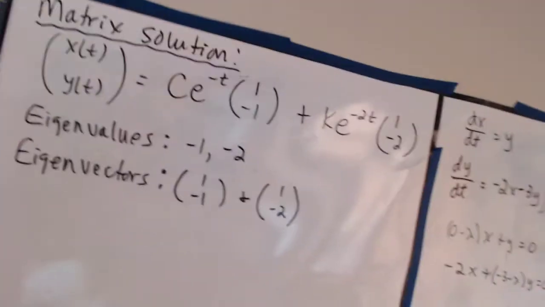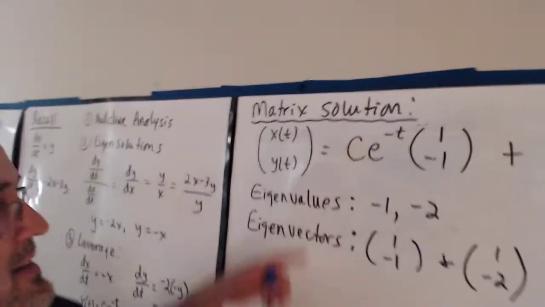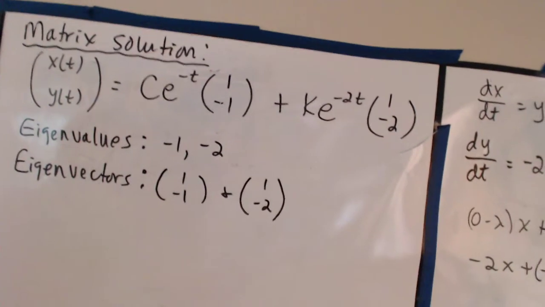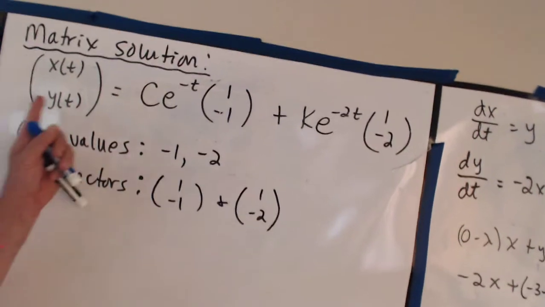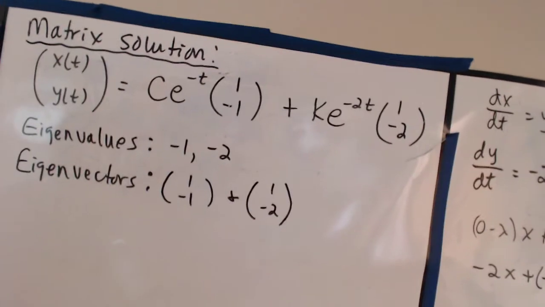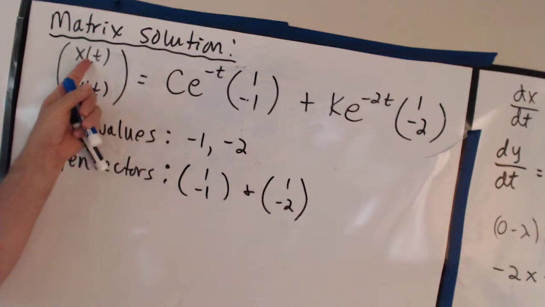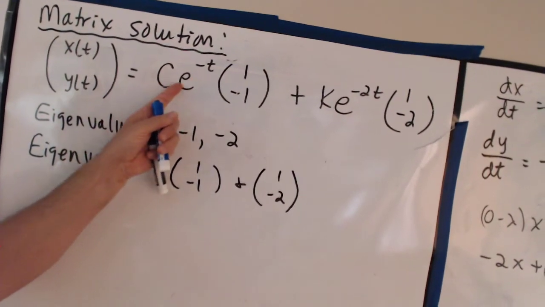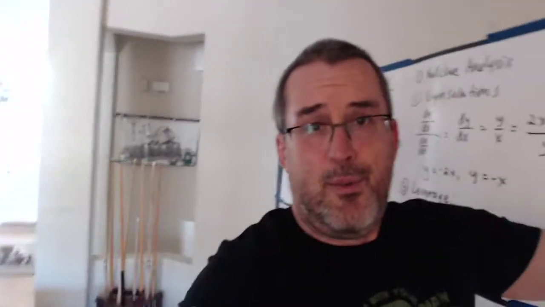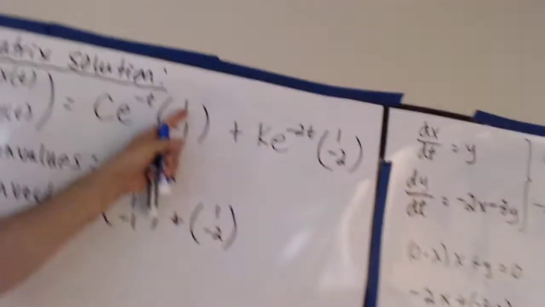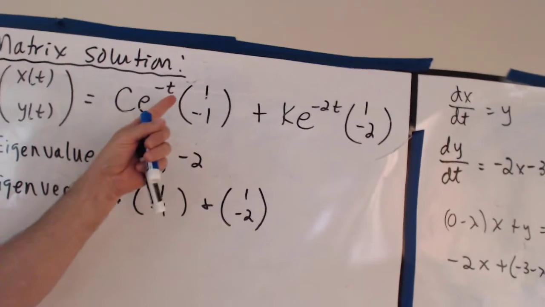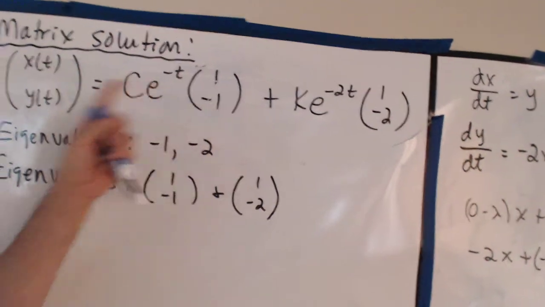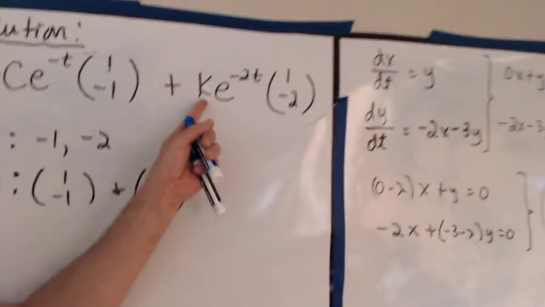I want to share with you another thing that we like to do in math to represent these solutions, and that is to write it as a matrix instead of the way we had it before. Here's the matrix solution that you just saw. Here's how you read this. x is equal to c e to the negative t times 1. Where did you get the 1? Hang on. x equals k e to the negative 2t times 1. Where'd you get the 1? Hang on.